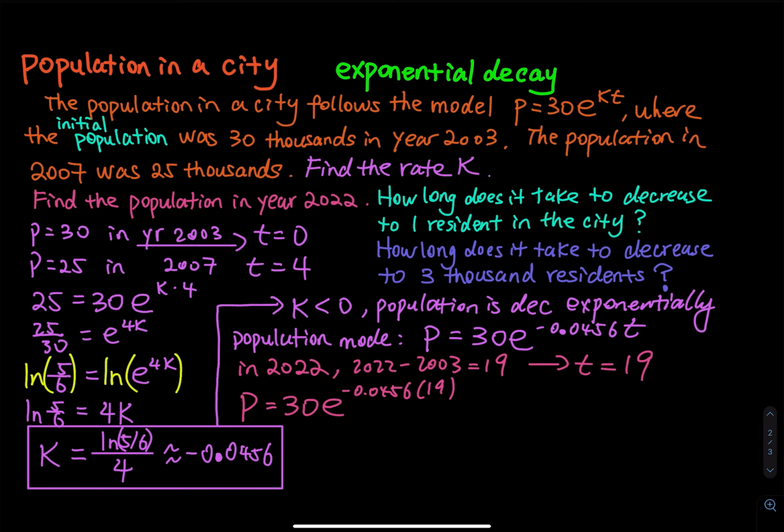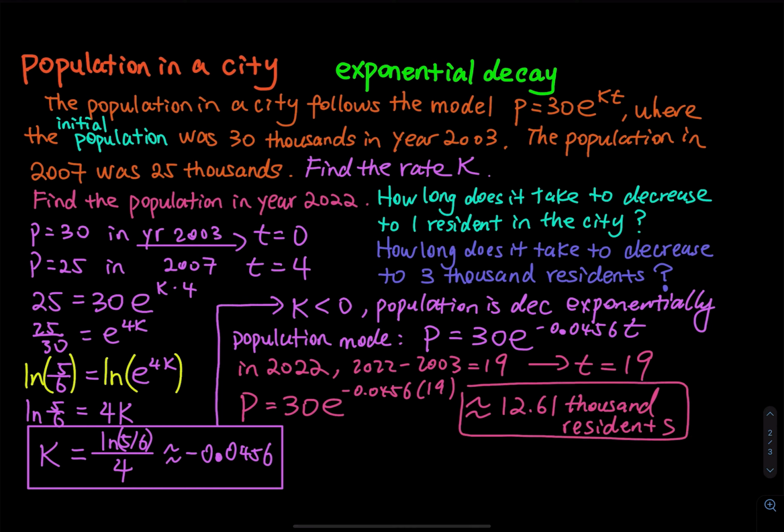That one we have to approximate. Let's use 2 decimal places. 12.61 thousand residents. You plug in a time, you find out the number of residents in that city.